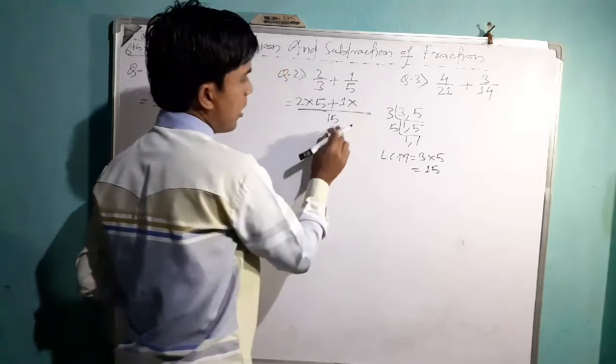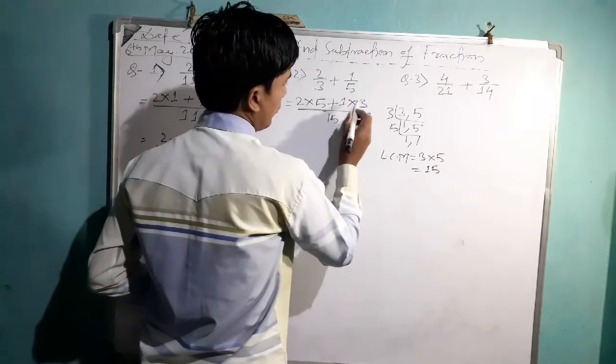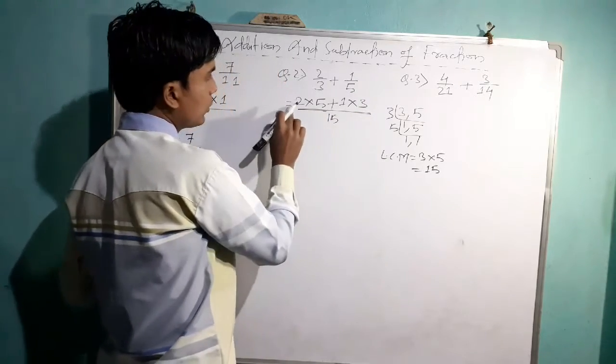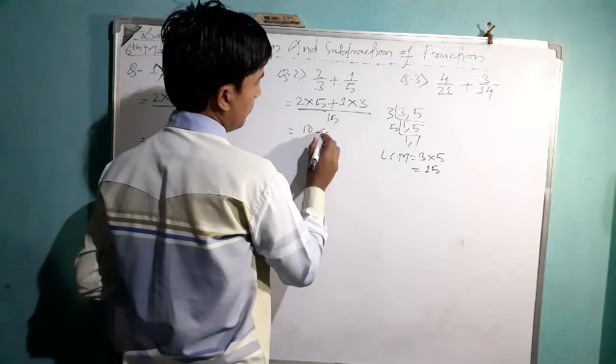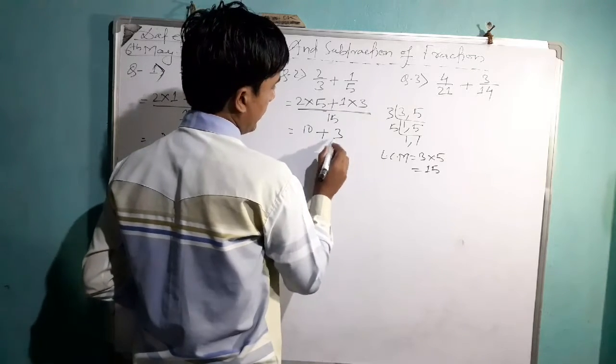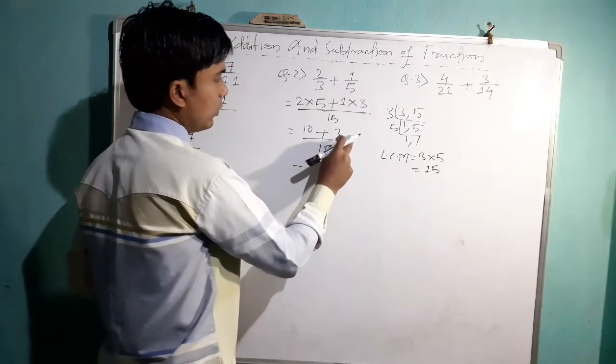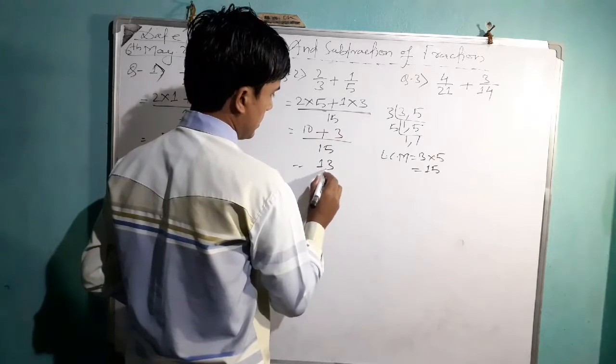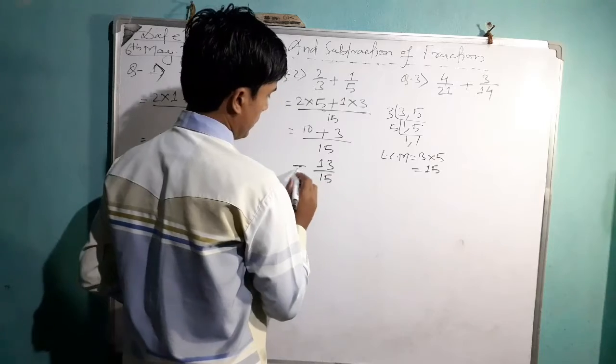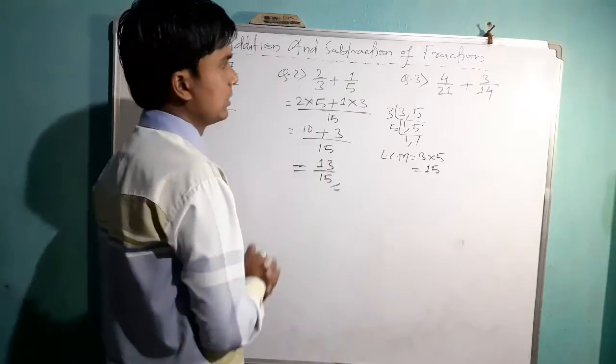Into, now 5, how many times is it in 15? 5 3s are 15. So 2 5s are 10, plus 1 3s are 3, by this 15. Now 10 plus 3 gives 13. 13 by 15. So this is the solution of this question.